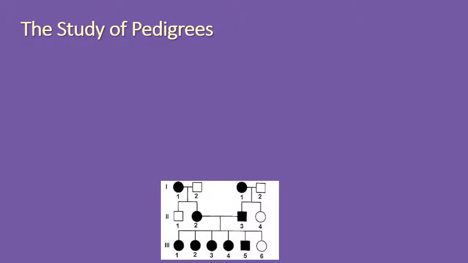Okay, this is the last lecture for Chapter 3, and it's going to be probably the shortest lecture, and in my opinion, the easiest and funnest part of the chapter. So now we're going to talk about pedigrees.